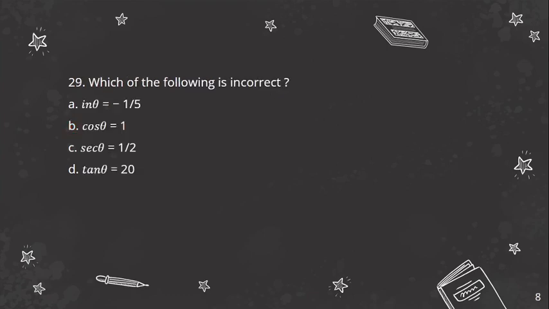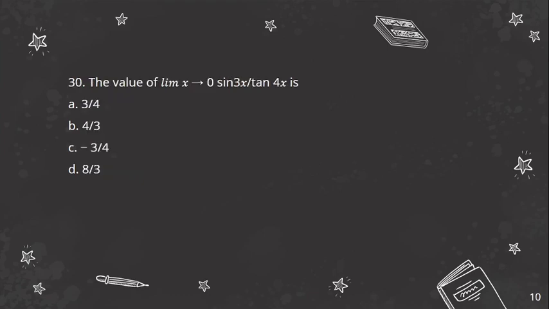Which of the following is incorrect? The correct answer is option C, because the value of sec theta is not equal to 1 by 2. This 1 by 2 value does not exist in case of sec theta. The value of limit x tends to 0 sine 3x by tan 4x, its correct answer is option A, 3 by 4. Limit x tends to 0 sine x degree by x is equal to, this is option D. First we need to convert this degree into radian and then use the property of limit to solve this question.